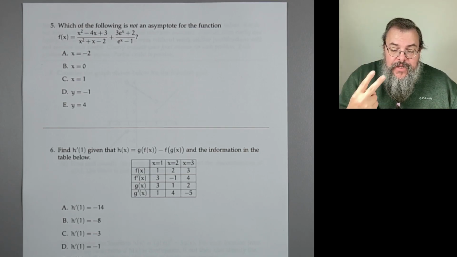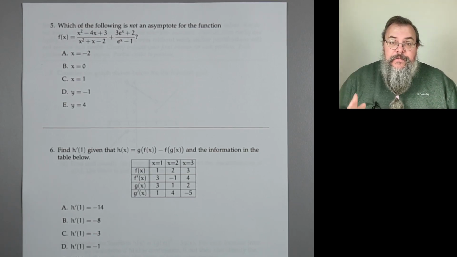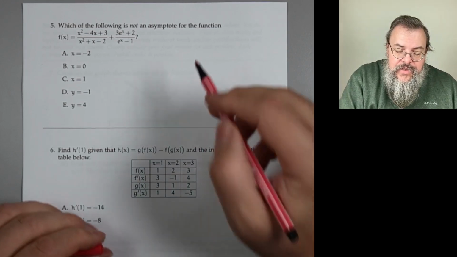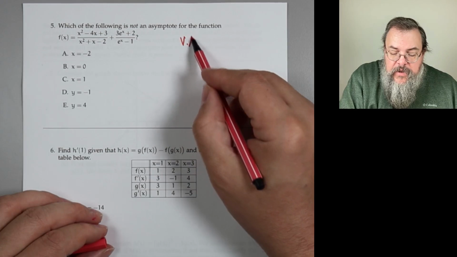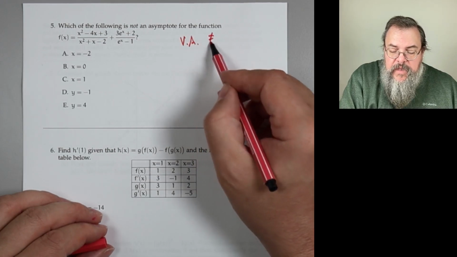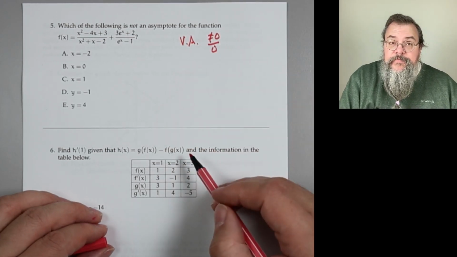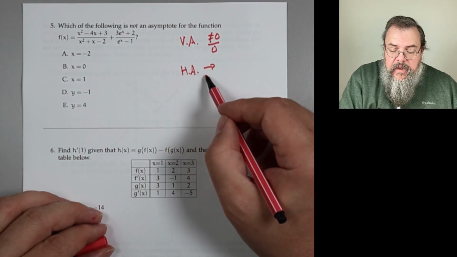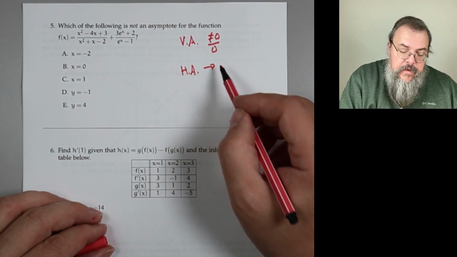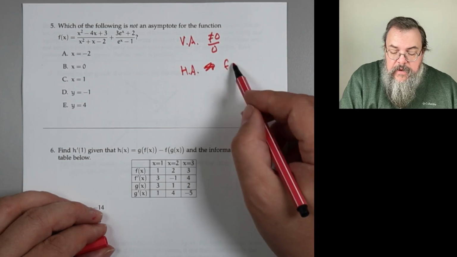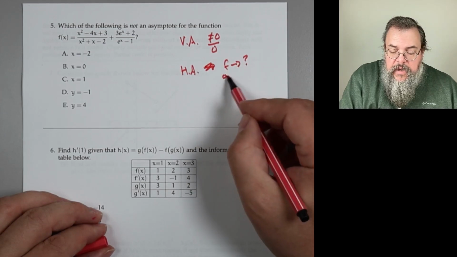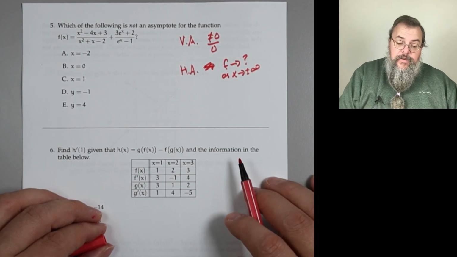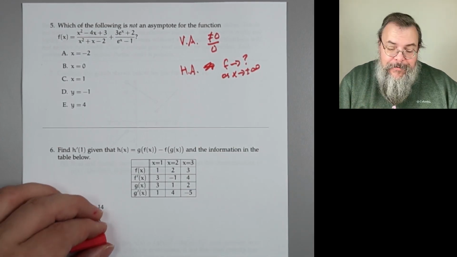So remember, there are two kinds of asymptotes. We've got the vertical asymptotes and we've got the horizontal asymptotes. Generally speaking, when we're looking for a vertical asymptote, we want something that's not 0 divided by 0. For a horizontal asymptote, we ask what f approaches as x goes to plus or minus infinity. Okay, so here we go.